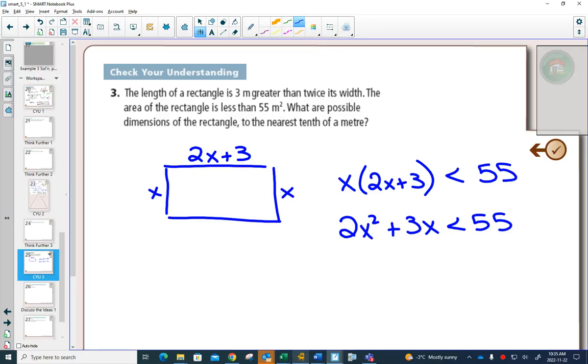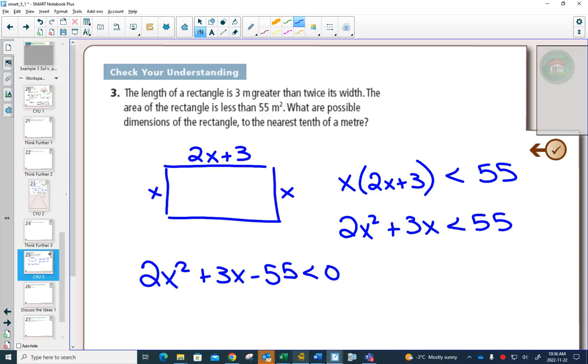And then we had those test points, or we used the graph to find out which sections were true and which sections were false. So if we were solving this like an equation, we would make one side equal to 0. We do the same thing with inequalities. Move the 55 over and make one side equal to 0. And now we have to use our skills from chapter 3. How do we solve this?